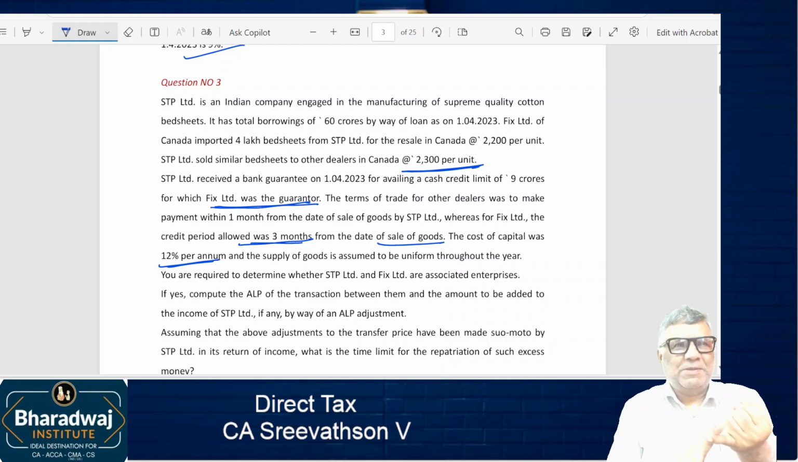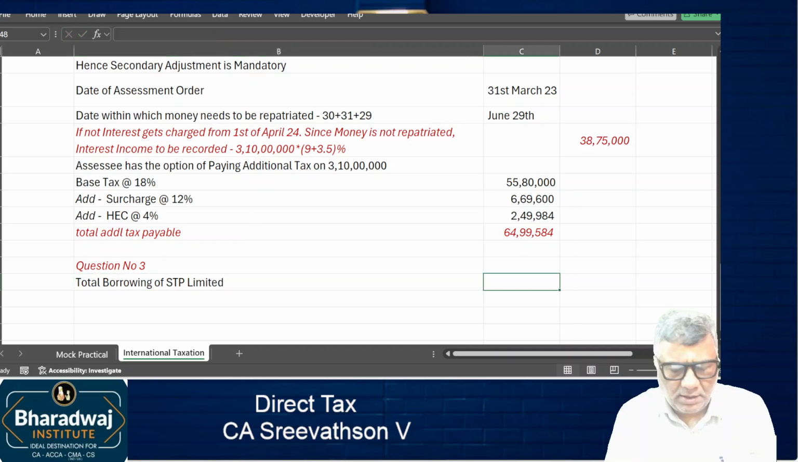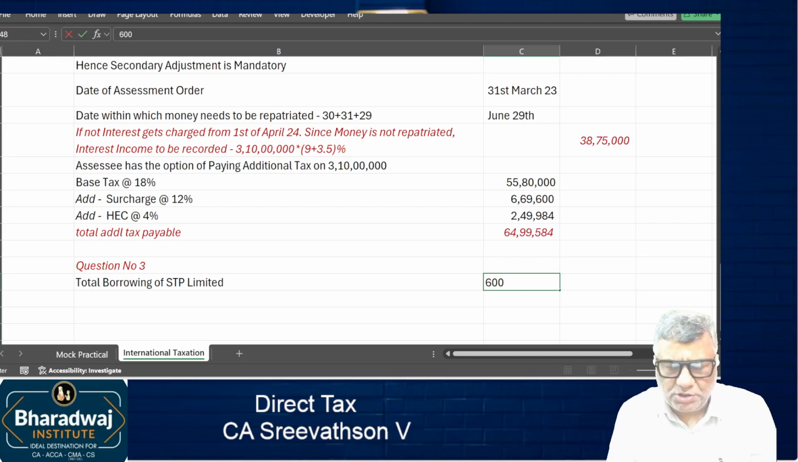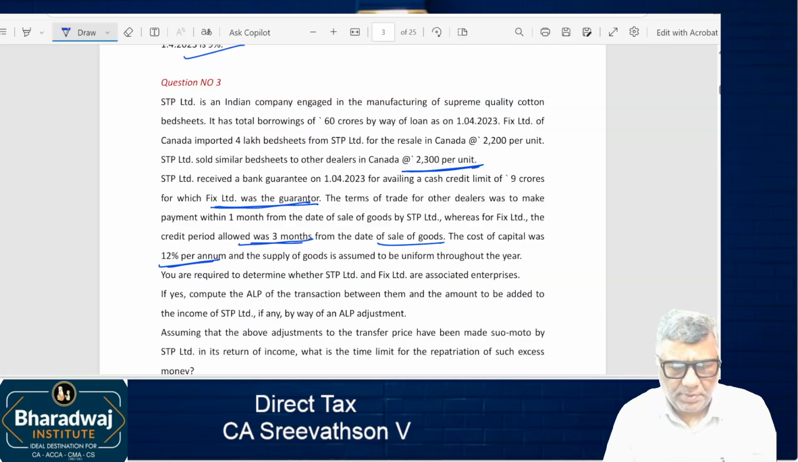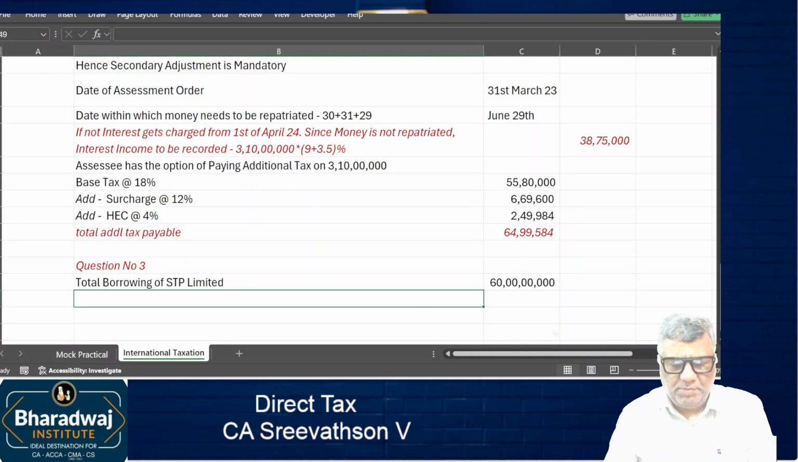There is no 26% holding. There is no asset funding, but there is a guarantee. Okay. Total borrowing of STP Limited. It has a total borrowing of 60 crores. Okay. Guarantee provided by Fixed Limited.